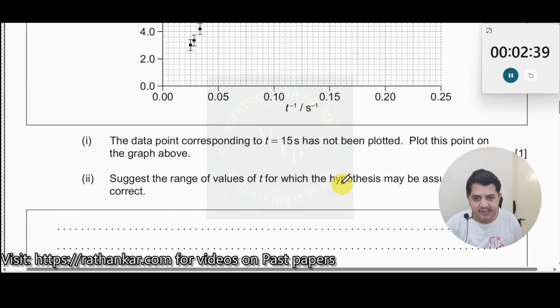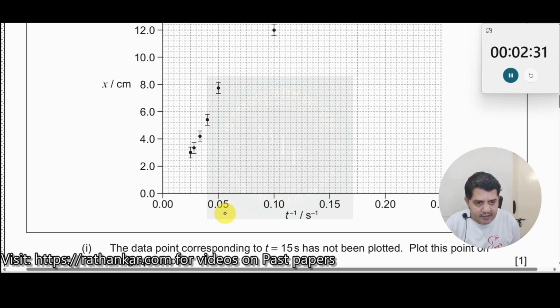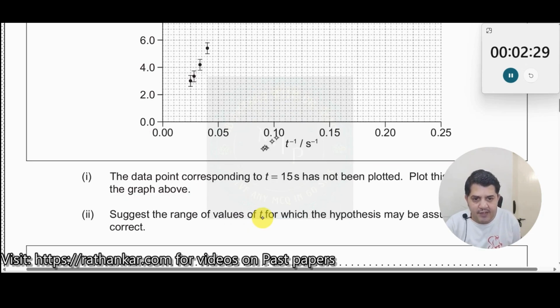Now let us understand the question. The data corresponding to point t equal to 15 seconds is not being plotted. Plot this point on the graph above. t equal to 15 seconds. If I now look for t equal to 15 seconds, I'm not able to find it, because you get only 0.25. What is wrong? It means t equal to 15 seconds is not there. Should I say the question is incorrect? No, the question is not correct.